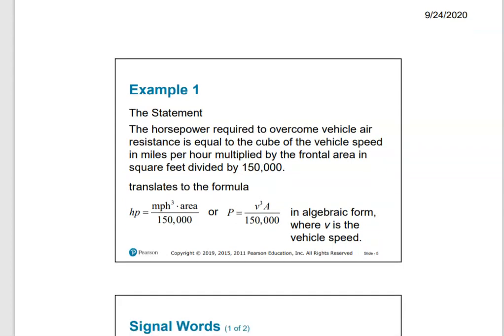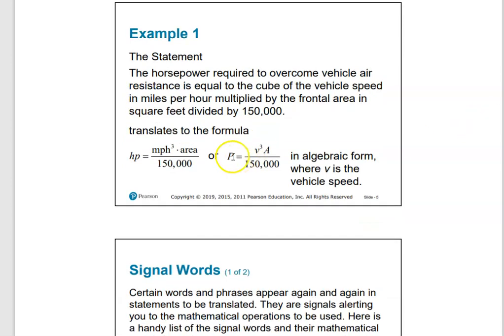We've got a problem that says the horsepower required to overcome vehicle resistance is equal to the cube of the vehicle speed in miles per hour multiplied by the frontal area in square feet divided by 150,000. Okay, so we've got two different statements, the horsepower, or they've used P for power right here. If we analyze this, it says the horsepower required to overcome vehicle air resistance. And this is very important. The word "is" is just a fancy way of saying equals.